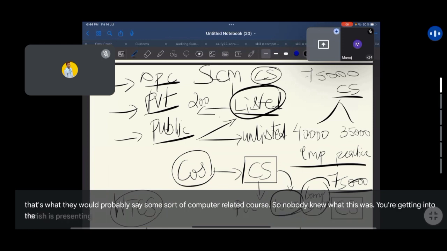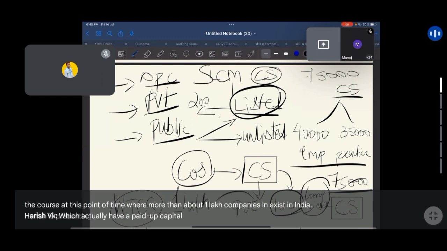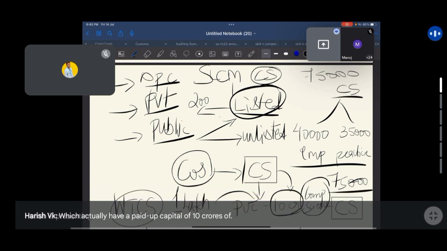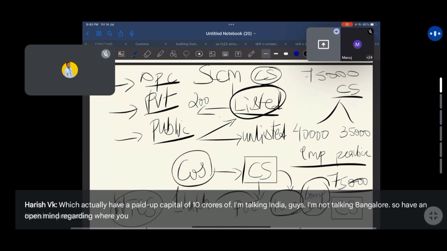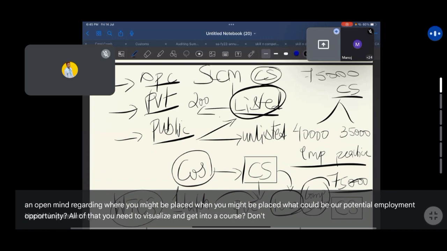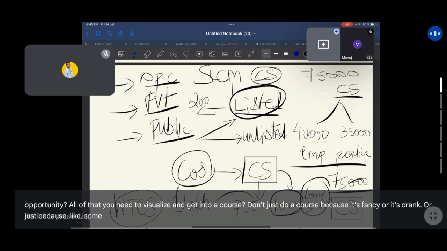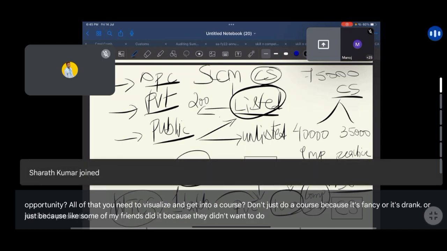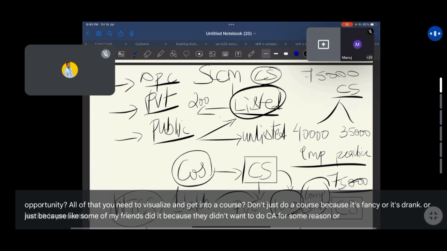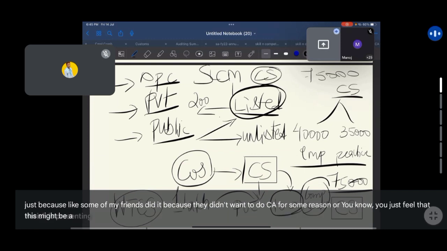You're getting into the course at this point of time where more than about 1 lakh companies exist in India, which actually have a paid up capital of 10 crores. I'm talking India, guys. I'm not talking Bangalore. So have an open mind regarding where you might be placed, when you might be placed, what could be your potential employment opportunity. All of that you need to visualize and get into a course. Don't just do a course because it's fancy or it's trend, or just because some of my friends did it because they didn't want to do CA for some reason, or you just feel that this might be a good option for you.